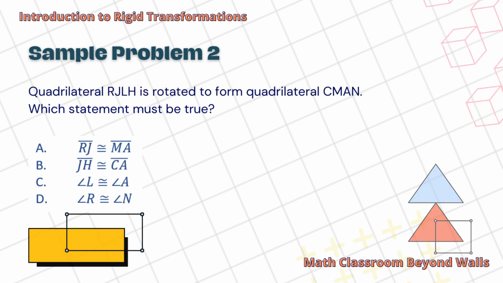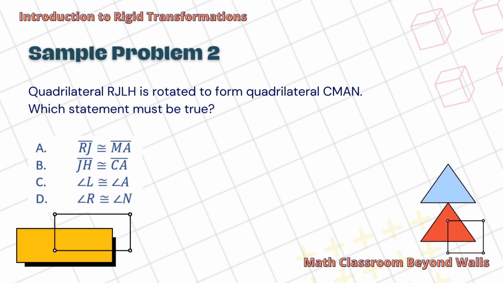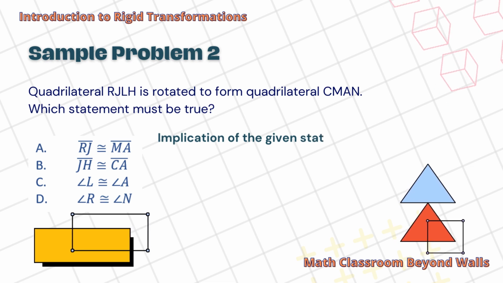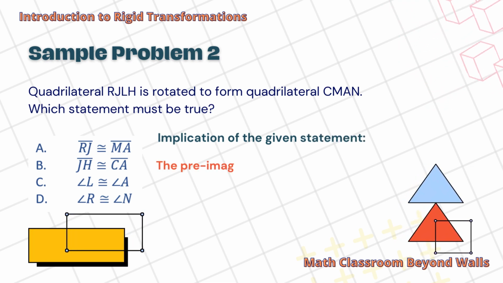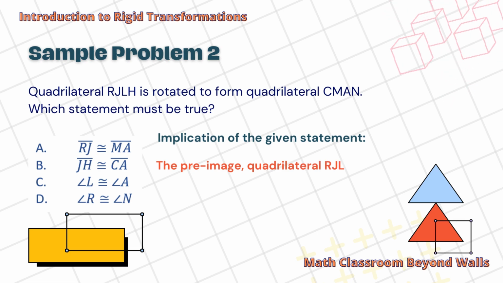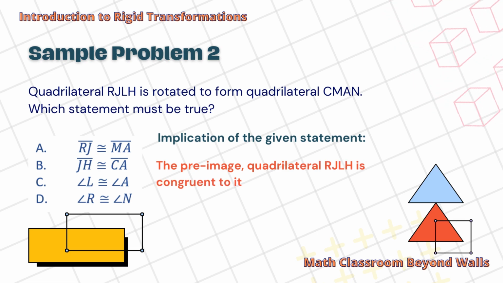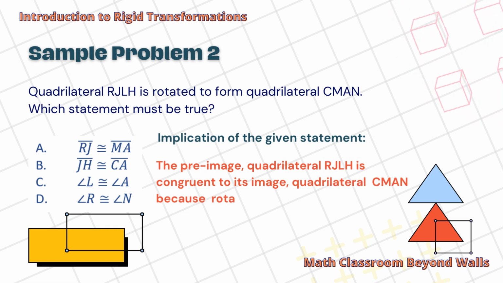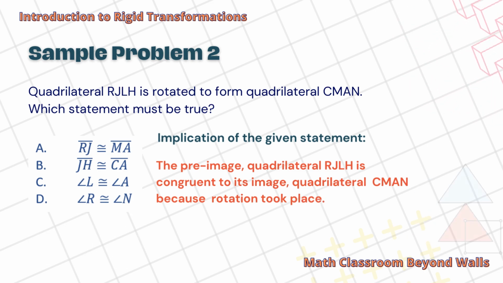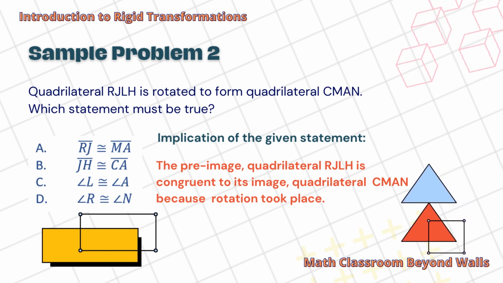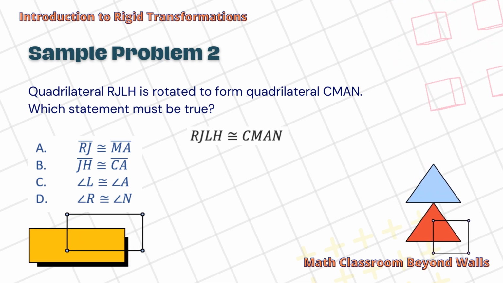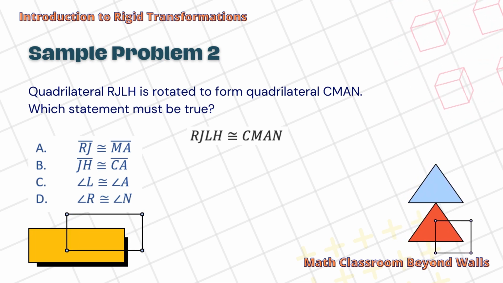Can you tell us what the given information implies? You are right. The given information implies that the two figures, the preimage quadrilateral RJLH is congruent to its image quadrilateral CMAN, since a rigid transformation, which is a rotation, took place. Did everyone get this? So we can therefore write this. Quadrilateral RJLH is congruent to quadrilateral CMAN.